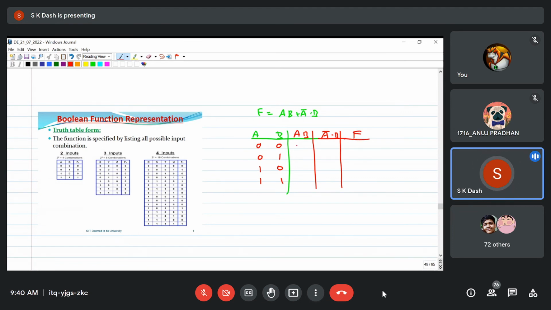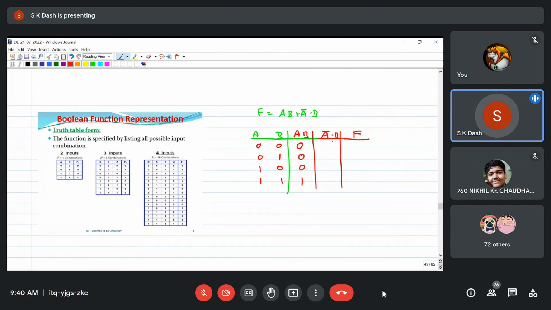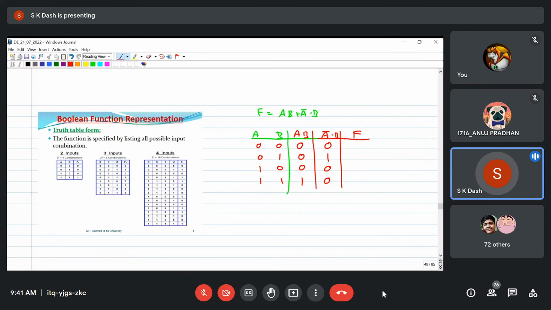What will be AB? AB will be 0 0 0 1. Directly I am doing it for A bar dot B. You check it and verify. What will be A bar B for the first one? 0. Second one? 1. Third one? 0. Fourth one? Again 0, because A is 1, so A bar will be 0. F is the addition of these two. 0 plus 0 is 0, 0 plus 1 is 1, 0 plus 0 is 0, 1 plus 0 is 1. So in this way we can represent this function. The same thing is applicable for 3 variables, 4 variables and higher variables.